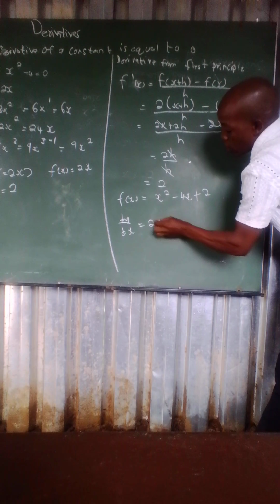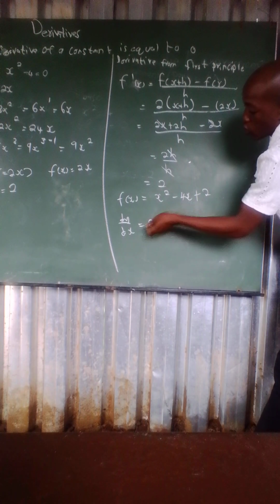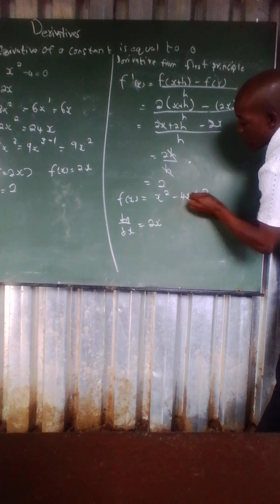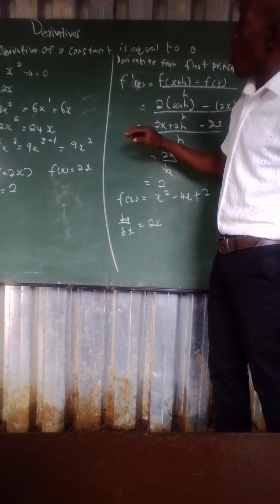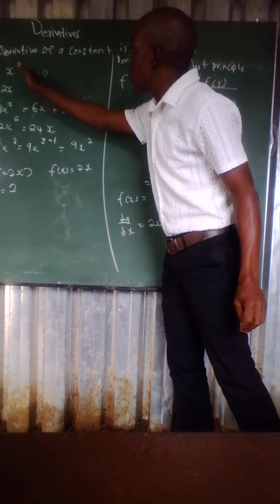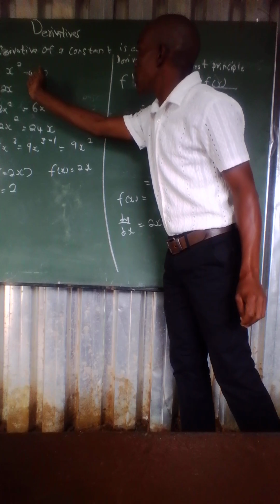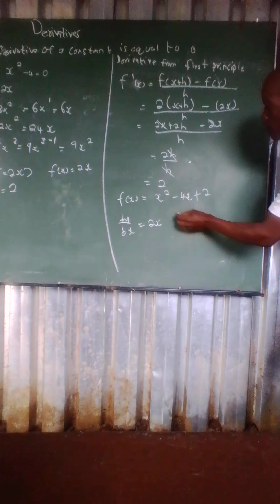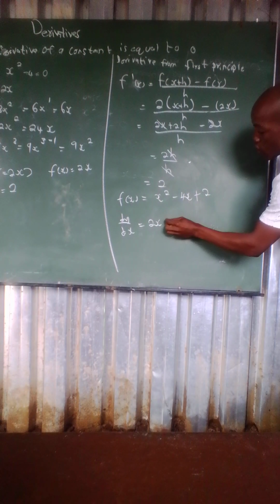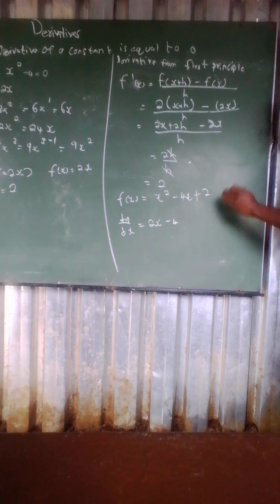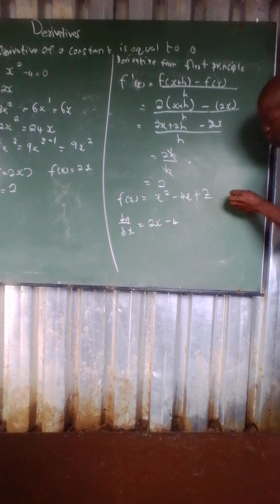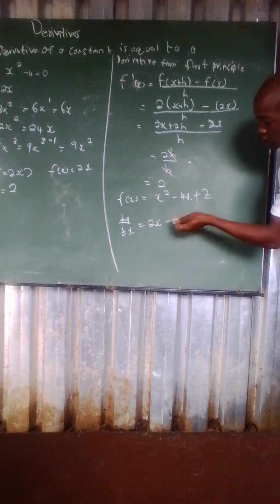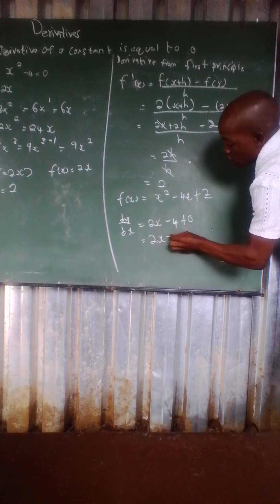I already told you it will be 2x, and then minus 4x. As we did on this problem, the derivative of 4x, you will be remaining with 4, since the variable x is gone. Now the derivative of this constant is going to be 0, so there is no importance of writing 0, since it does not make any difference, which means we are left with 2x minus 4.